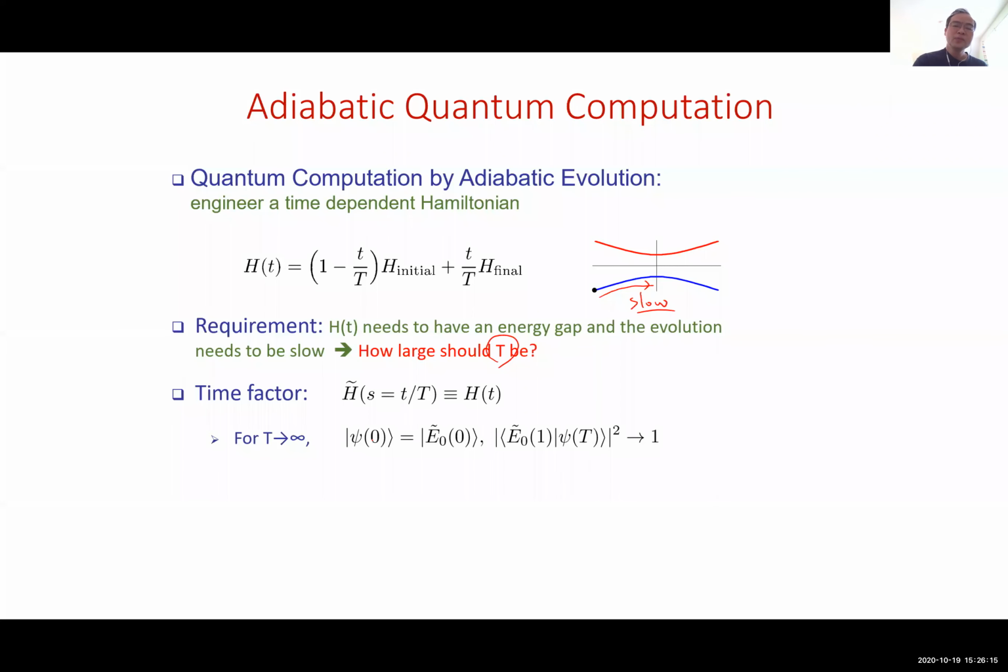We start with the ground state of the initial Hamiltonian, and we evolve to the final one. I'm going to use this reduced time variable s. At s equal to 1, that's the final state, the final eigenstate, the ground state. Zero is here, 1 is the time, and this is the evolved state.